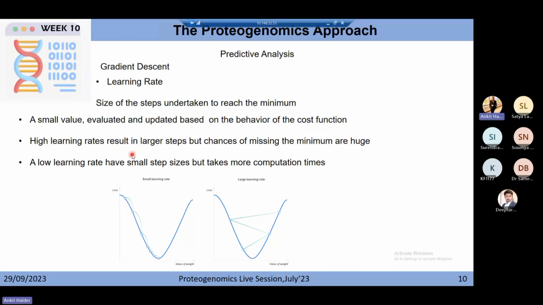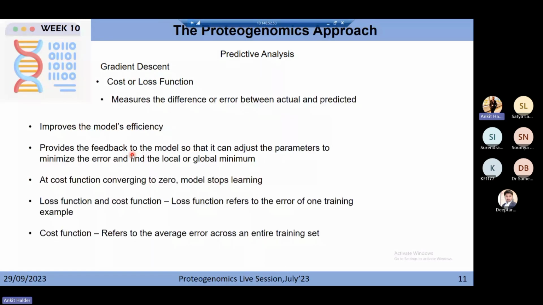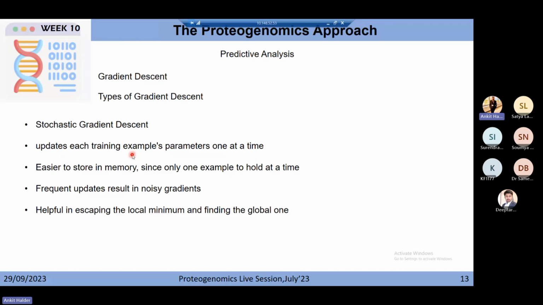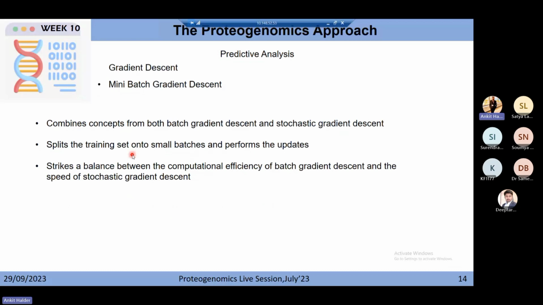If you take a much larger step size, it may go out of the global minimum, and if you take smaller steps, it will increase the computational time. So this is the definition of your cost function or loss function. Then you have batch gradient descent, and then the stochastic gradient descent. In batch gradient descent you update after completing all the training examples, whereas in stochastic gradient descent you update the parameters after each training example, one at a time. Then you have mini batch gradient descent.